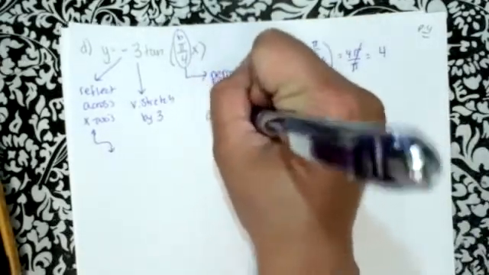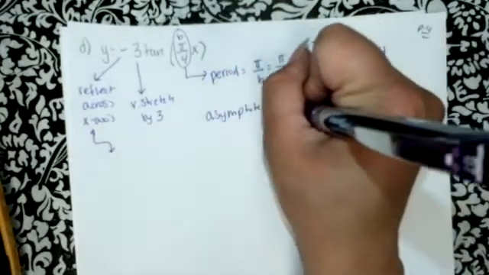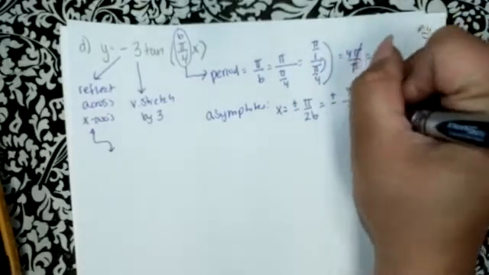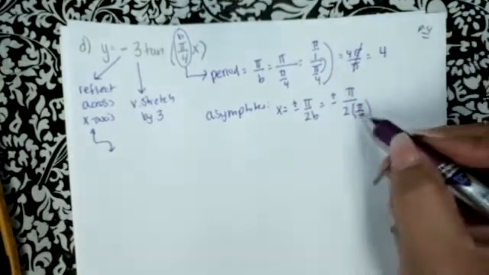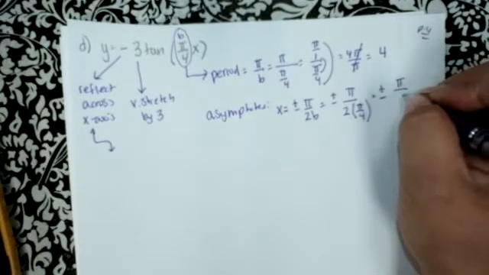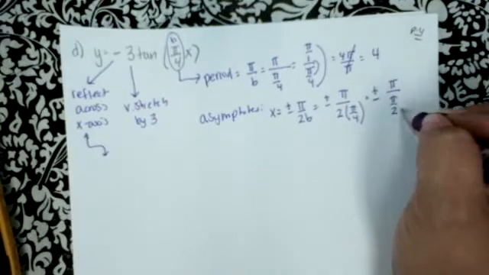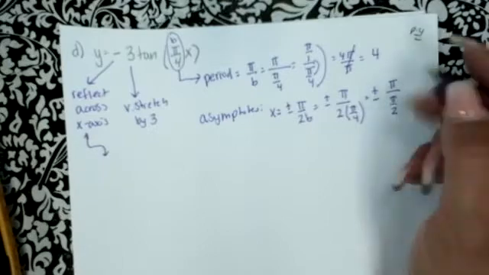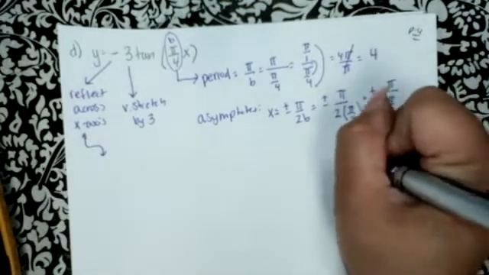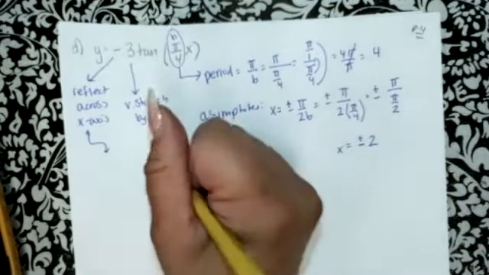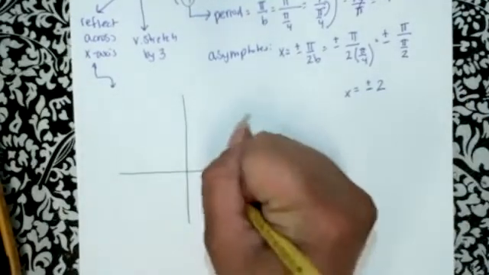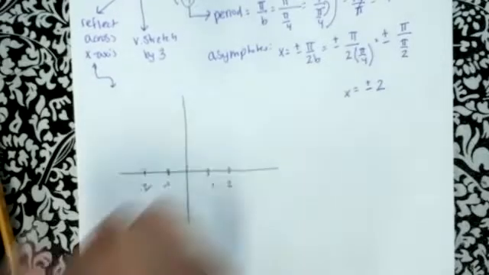Let's make sure. Asymptotes are given by x equals plus or minus pi over 2b. So we have a plus or minus pi over 2. The b value is pi over 4. Right here, the 2 and the 4 actually reduce to a 1/2. So I'm left with pi over 2, and that 2 is going to end up flipping to the top, and the pi's are going to cancel each other out. So I'm left with plus or minus 2. So go 2 to the right, 2 to the left.